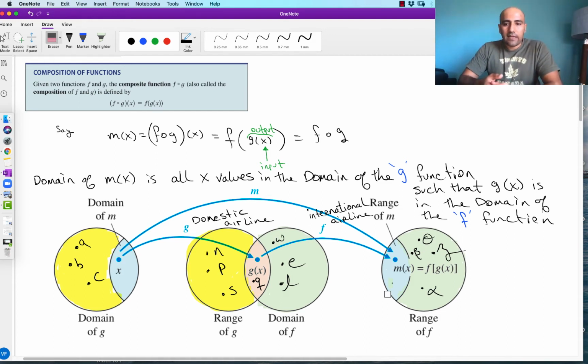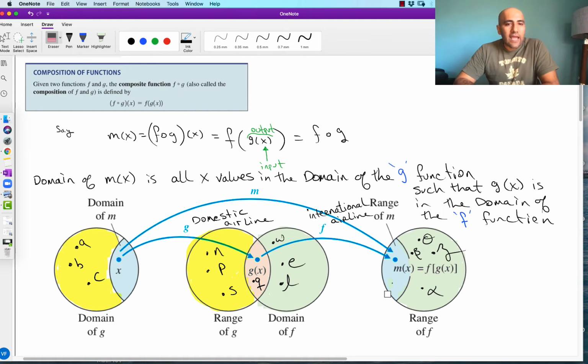Okay, so I hope that helps visualize what it takes to figure out the domain of a composition of functions. In practice, it can get really hard. Once you throw in actual mathematical equations, you have to think about what the domain is, what the range is, what the overlap is. So it can get a little difficult.